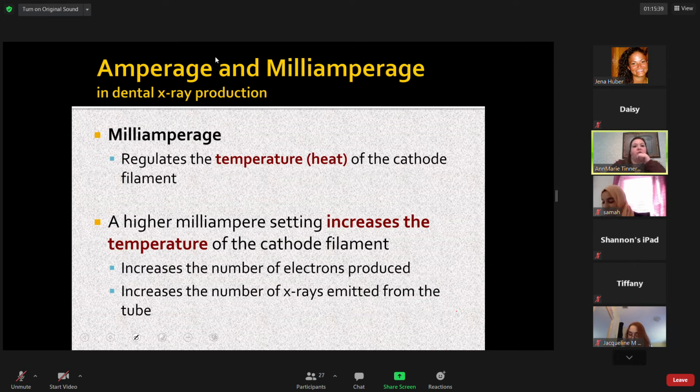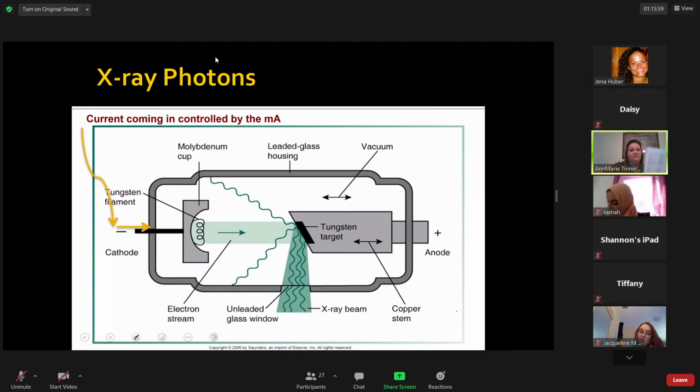All right, so milliamperage regulates the temperature or the heat of the cathode filament. A higher milliamperage setting increases the temperature. It's going to increase the number of electrons. It's going to increase the number of X-rays emitted from the tube. Does that make sense, everybody?